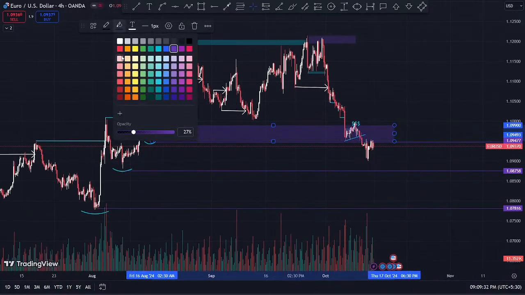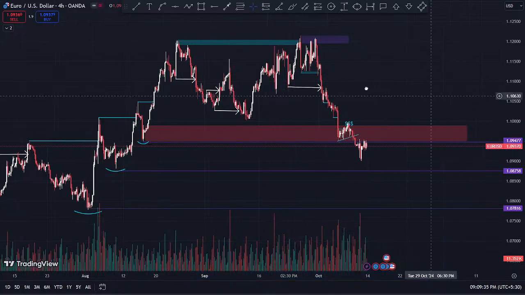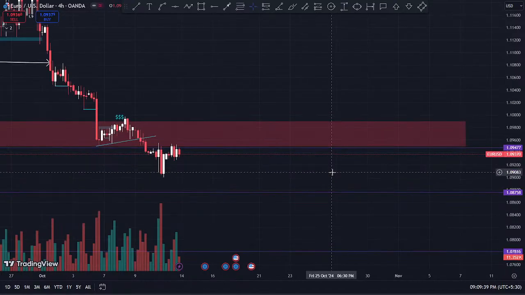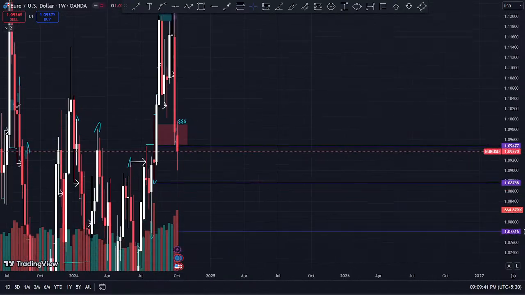So this support was wanted. So this is the ultimate resistance right now. But the question is, where do we look?